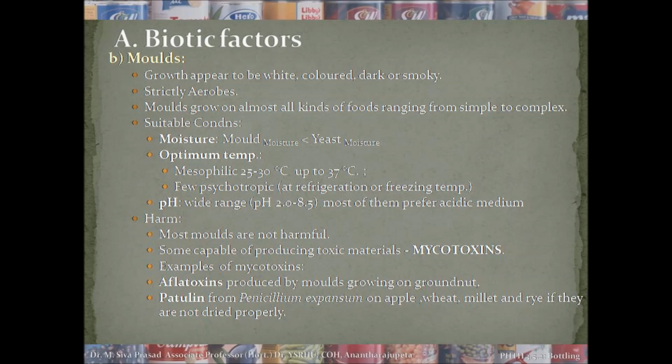Apart from that, even if the molds are growing, what type of harm do you observe? Basically most of the molds are not harmful, but some of the molds produce toxins. These are called mycotoxins. Like in the case of your groundnut, there are aflatoxins. In the case of your apples, you will see a production of patulin from the Penicillium expansum. And you can also see it in millets or grains which are not properly dried, right?